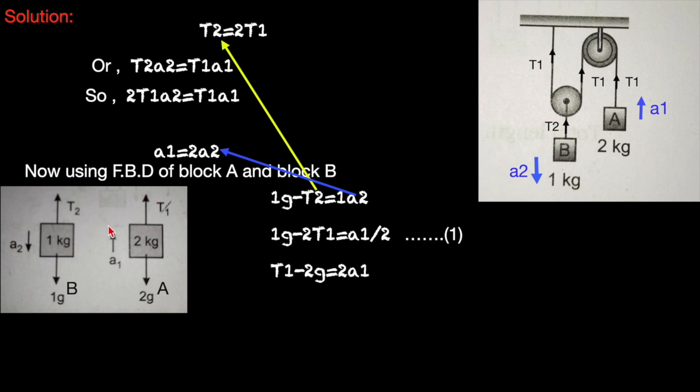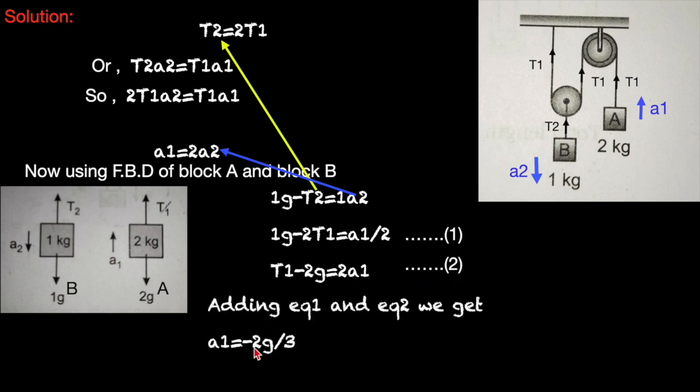Now coming to the second equation, you have seen block A. Block A has mass 2 kg, in which the tension T1 acts upward and the weight downward. Direction of acceleration is upward. So it will be T1 minus 2g is equal to 2a1. This is our equation 2. Adding both equations 1 and 2, you got your answer a1 as minus 2g by 3.